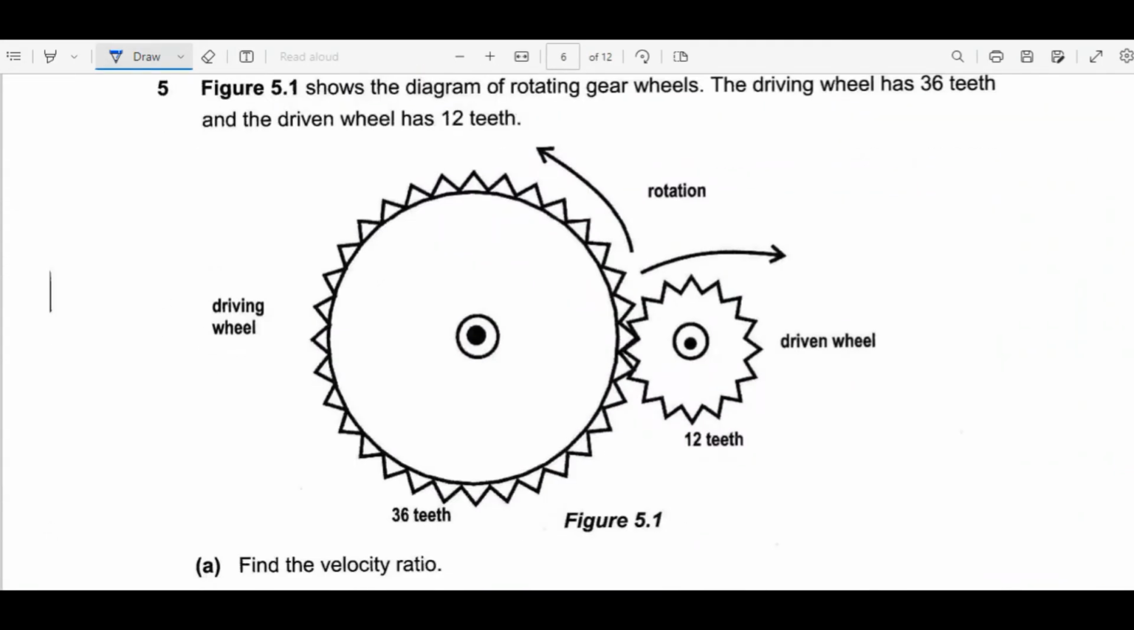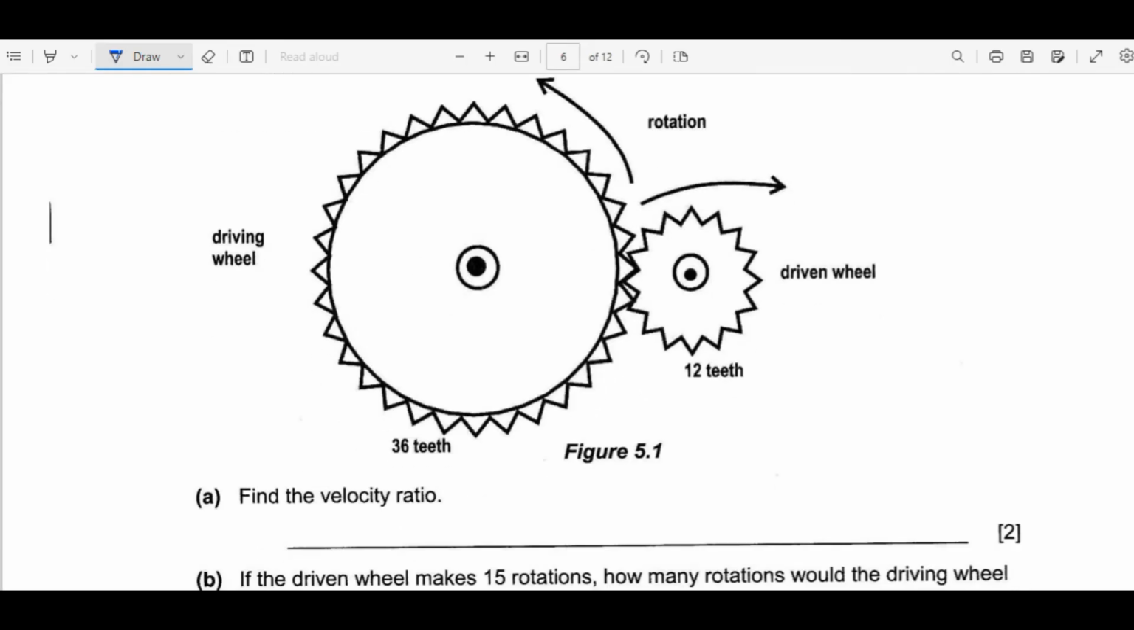Okay, so we move on to question 5. Figure 5.1 shows the diagram of rotating gear wheels. The driving wheel has 36 teeth and the driven wheel has 12 teeth. So the driving wheel is the one with the larger number of teeth, then this is the driven wheel. Now find the velocity ratio.